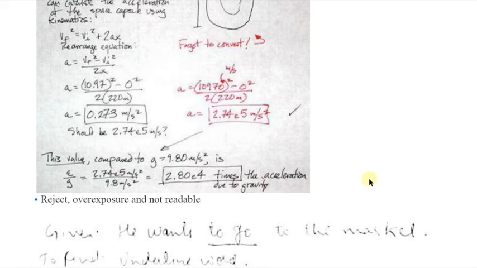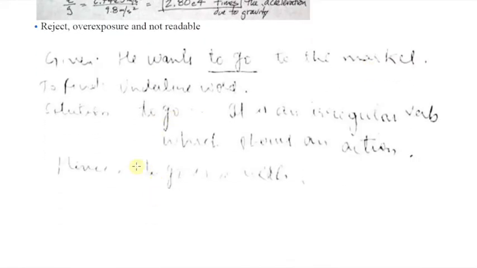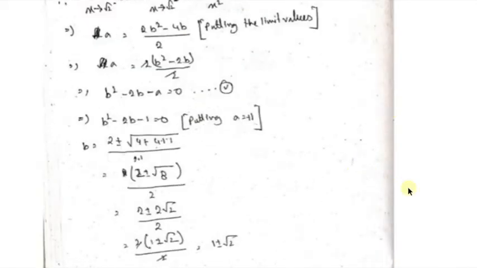Reject overexposure and not readable. In this case the answer is not at all readable, so it will be rejected. If you see the next, here reject shades. Here the cropping is not properly done, and apart from the cropping, there is an overexposure of the backside page, and because of this we are going to reject this answer.